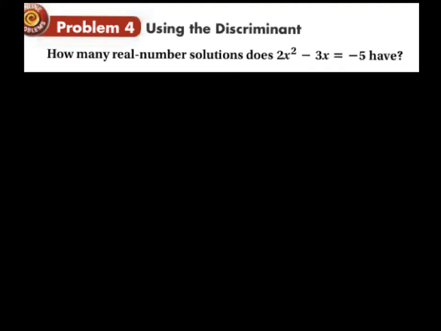So we'll just look at this quick example here. We want to know how many real number solutions 2x squared minus 3x equals negative 5 has. Well, just like everything else with solving these quadratics, the first thing is that we have to put it in standard form. So I'm going to have to add the 5 to both sides and get 2x squared minus 3x plus 5 equals 0.